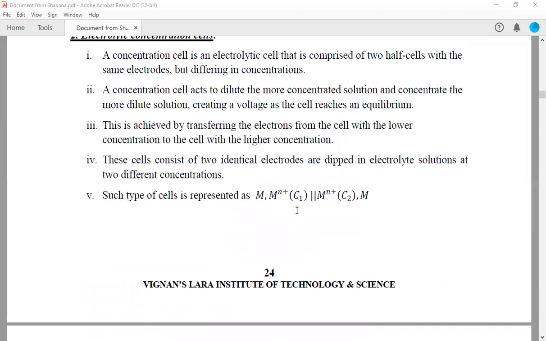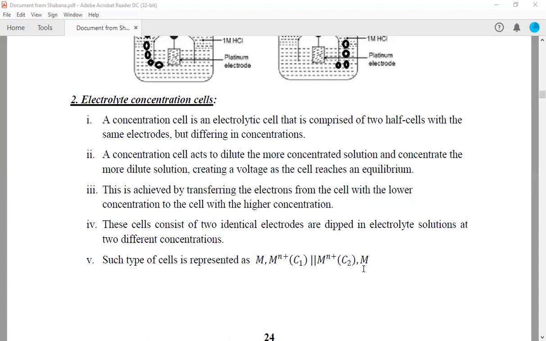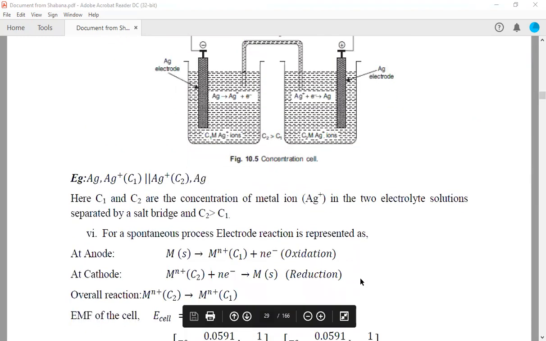Such types of cells are represented as M, M n+ with a concentration of C1. That means this is a salt bridge representation. For the left half cell, the metal should be represented first, afterwards its ions with the concentration C1. For the right half cell, because the reduction takes place at the right half cell where the cathode is present, first the metal ion with the concentration C2 is represented. Afterwards, the metal which is present on the right half cell is represented last, separated by a comma. So this is a general cell representation.